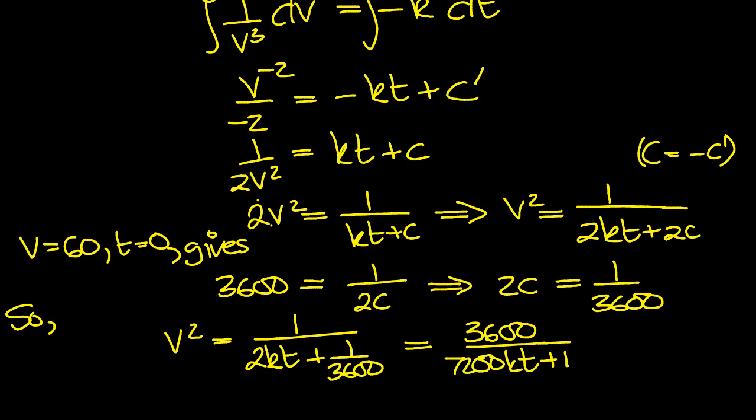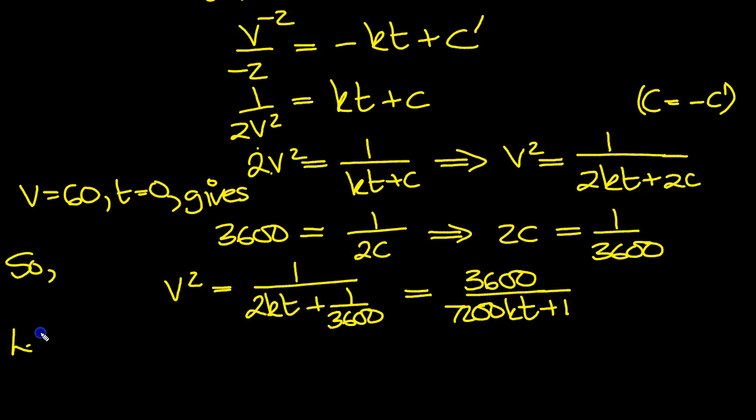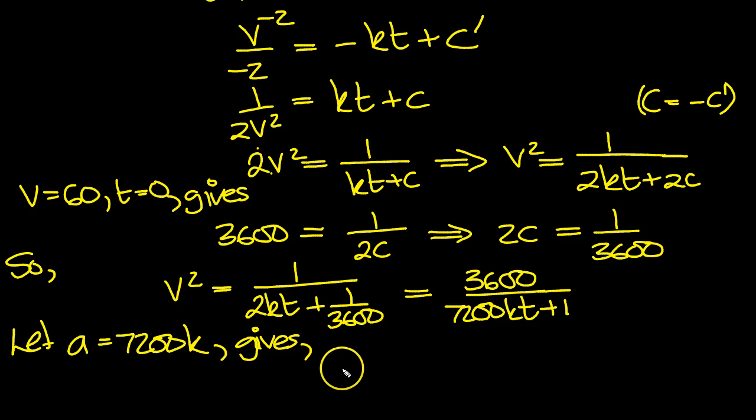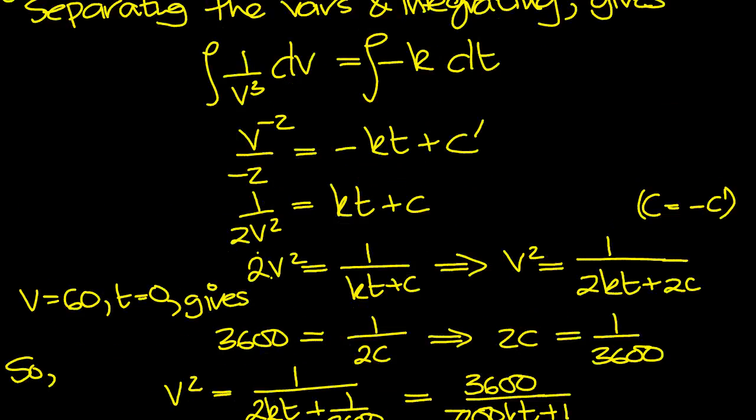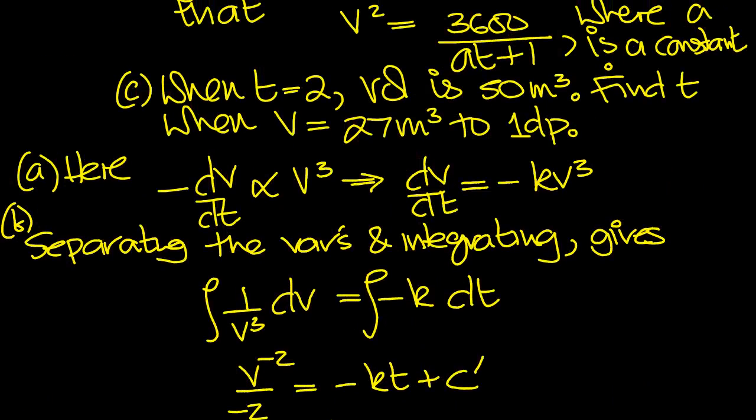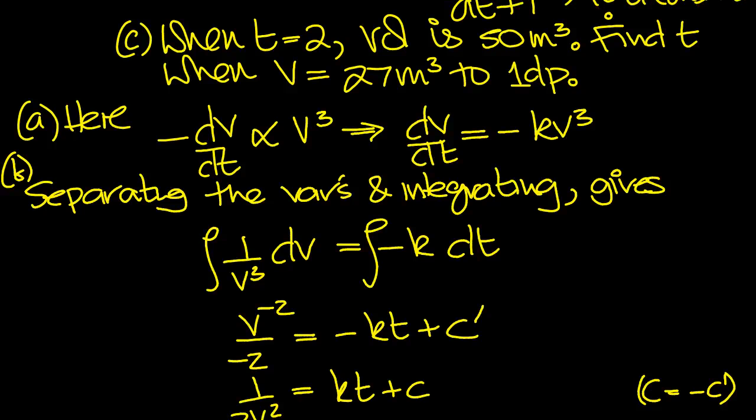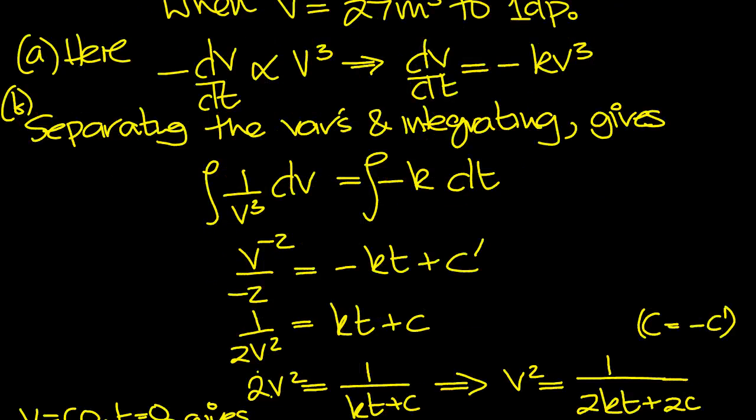And now let A equal 7200k gives, well, V squared will equal 3600 over At plus 1, which is what we wanted for part B, which is here. When t is 2, V is 50.